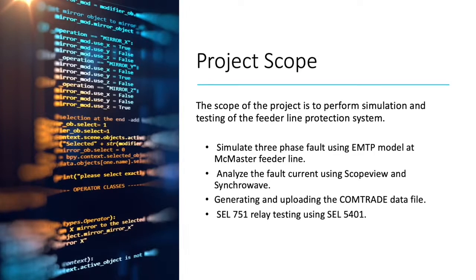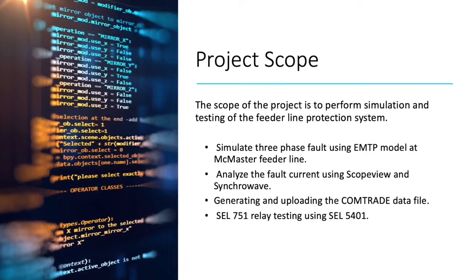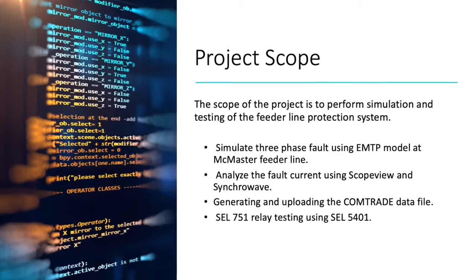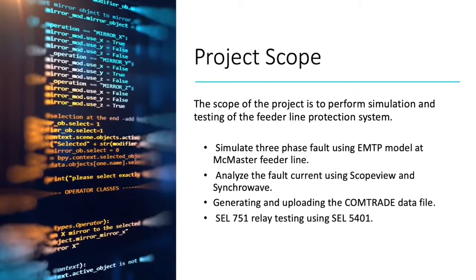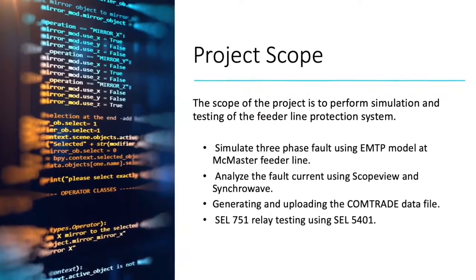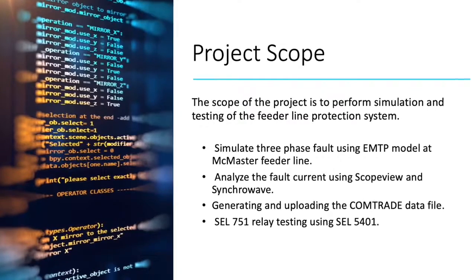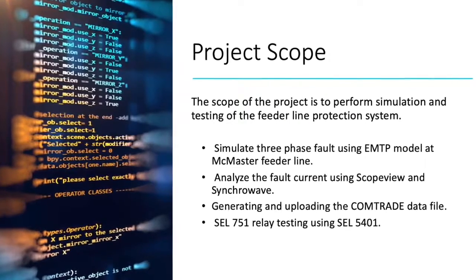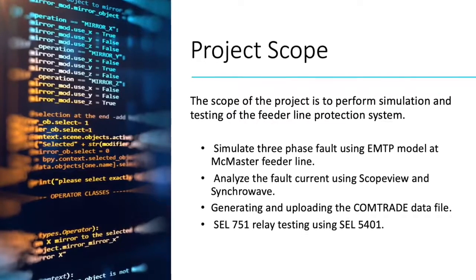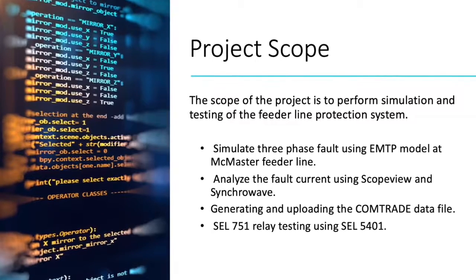To obtain the project scope, the following steps were taken. Simulate a three-phase fault using the EMTP model at the McMaster feeder line, analyzing fault current using Scope View and Syncrowave, generating and uploading the COMTRADE data file, and performing SEL 751 relay testing using SEL 5401. EMTP is an excellent simulation software for generating the fault waveform. Syncrowave is more likely to display the fault and also plot the waveform in the time and phasor domain for the fault analysis. The project is to evaluate the relay setting using the simulated fault current.